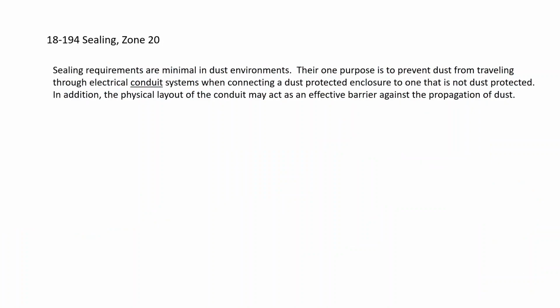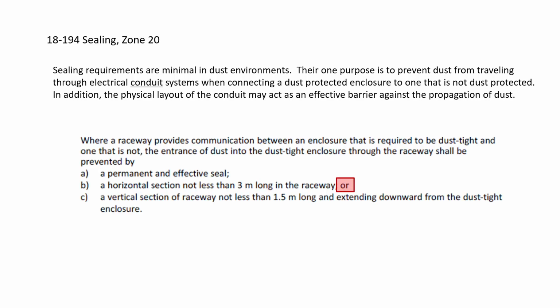18194 is for sealing, and the sealing requirements are minimal in dust environments. Their one purpose is to prevent dust from traveling through electrical conduit systems when connecting a dust-protected enclosure to one that is not dust-protected. In addition, the physical layout of the conduit may act as an effective barrier against the propagation of dust. And so if we take a look at 18194, this is a rule that will be listed a few times from 20, 21, and 22 zones.